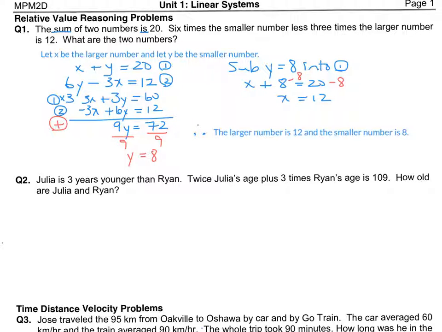Number 2 is an age question. Julia is 3 years younger than Ryan. So we've got two ages here, Julia's age and Ryan's age. Twice Julia's age plus 3 times Ryan's age is 109. How old are Julia and Ryan? So my let statements could be something like this. Let J represent Julia's age and let R represent Ryan's age.